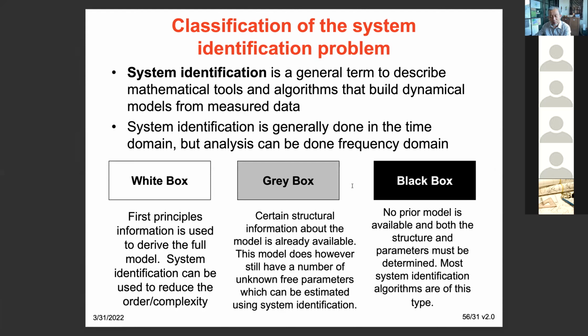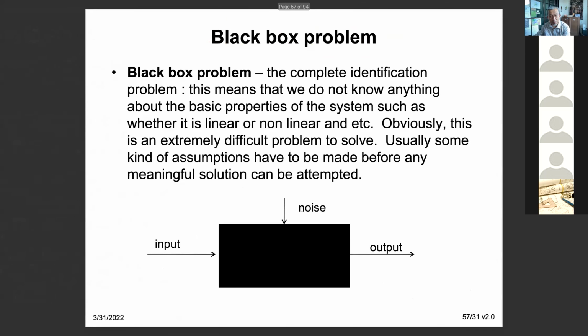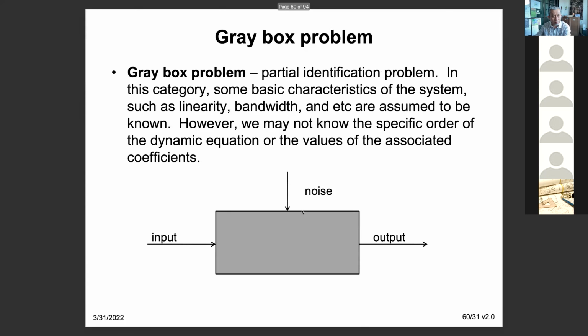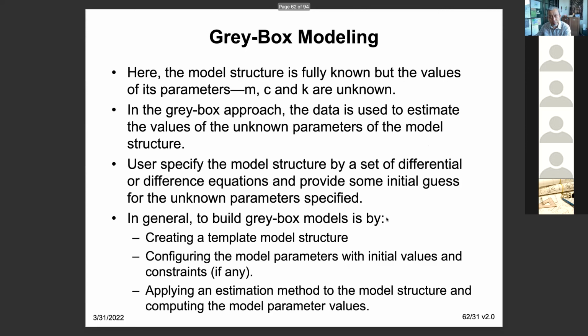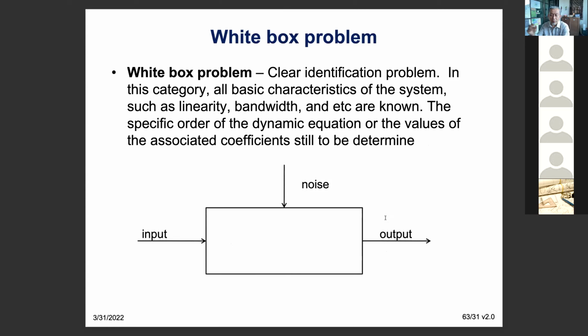If white box is easy, you can use the first principle information. For gray box, with 50% knowledge, you have certain information about it, so you can use it to model the system. And the explanation is here. Complete identification problem for black box, and gray box is the partial identification problem, and the white box is the clear identification problem. So we know everything, and it makes our life easy for the system ID.